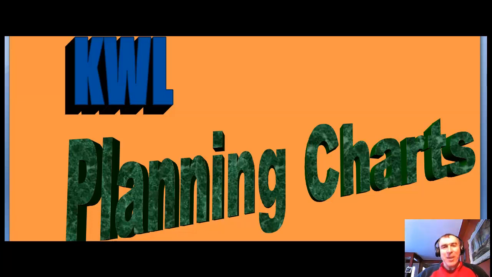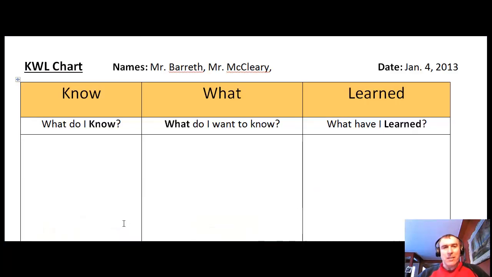Hey, grade sixes, whenever we start a project, it's always good to have some sort of planning chart that we're going to use to set out what we know, what we want to know, and what we want to learn. And you've probably used the KWL charts in the past, and they look something like this, where you've got the KWL, you've got the names, you've got the date: what do I know, what do I want to know, and what have I learned.